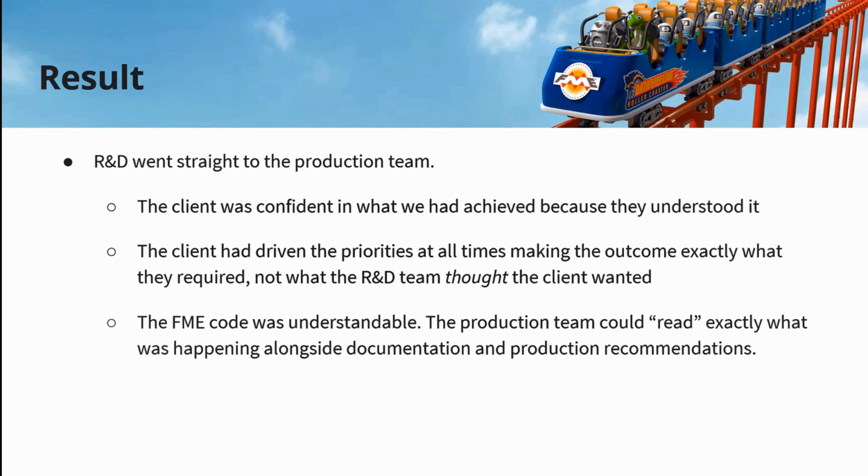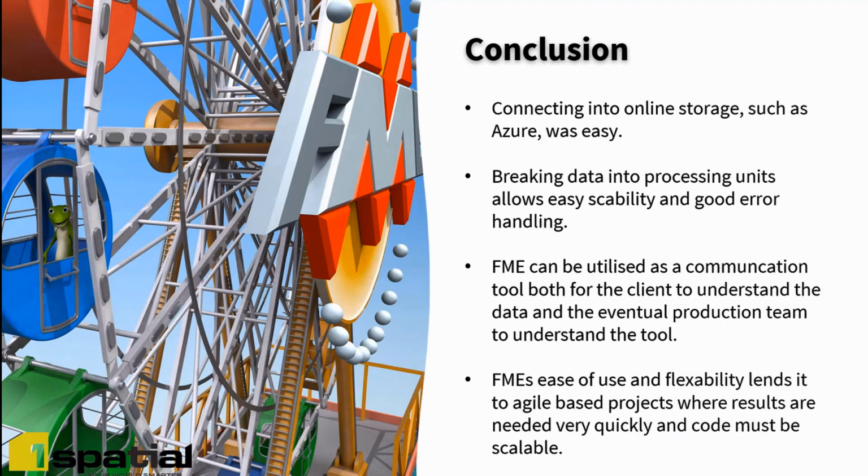The client was confident in what we'd achieved because they understood it. They'd helped drive the priorities, and the FME code was understandable. You've all seen FME. All the transformers are named, your annotations can be really descriptive, you can really bring it to life in your annotations. So it meant our production team reading the FME, when we finished the R&D and this went straight into production for a wider Network Rail tool, we're able to just read what happens and build it into the production system. I was able to hand over the R&D straight away, which was really nice to see.